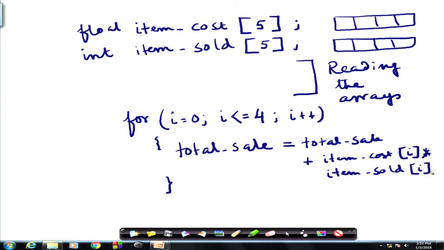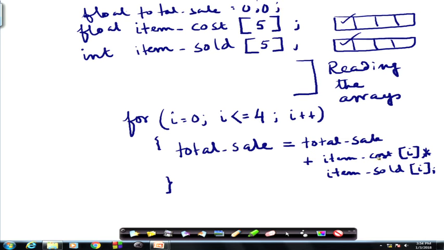So, this will be done in a loop, and so I will take the first item cost 0, multiply that with item sold 0, add that with the total cell which was initialized to 0. So, here I can have float total cell initialized to 0.0. All right, I can do that.